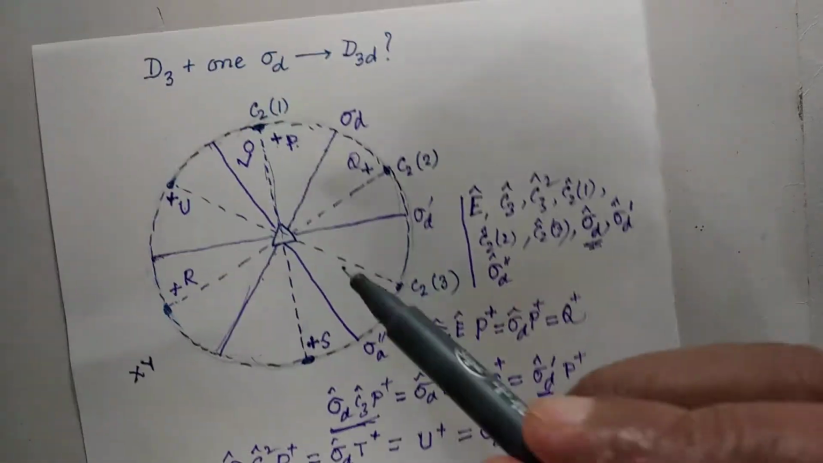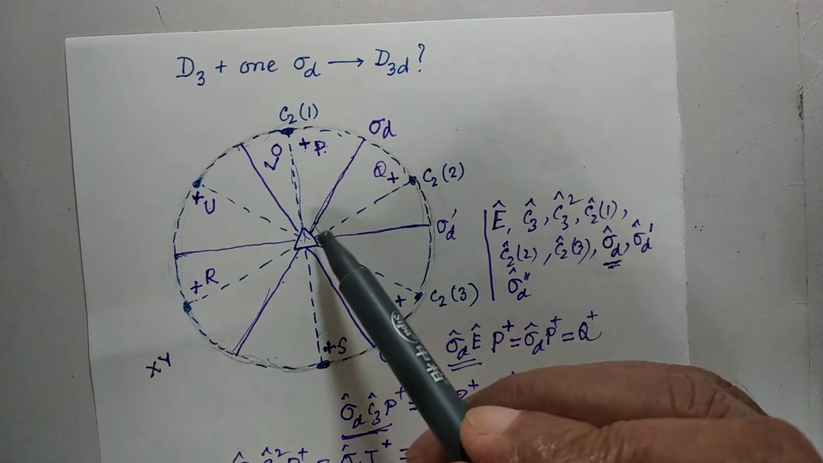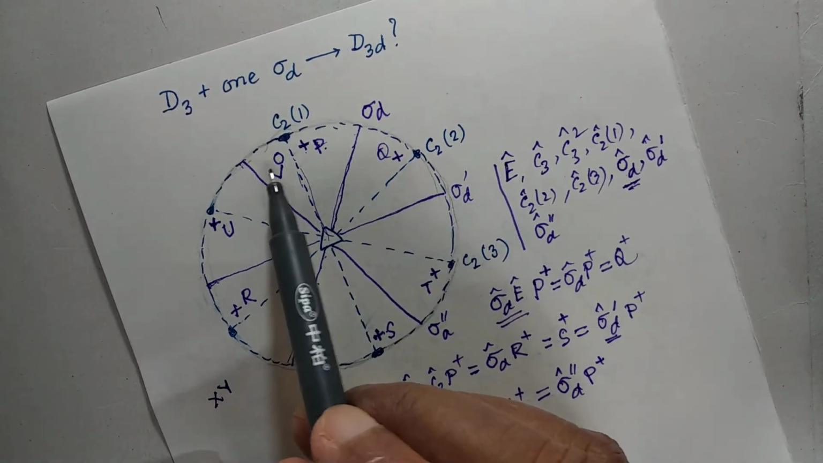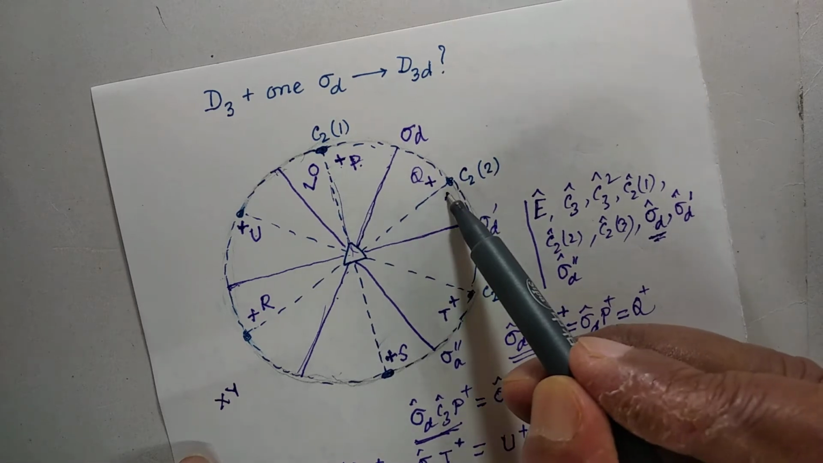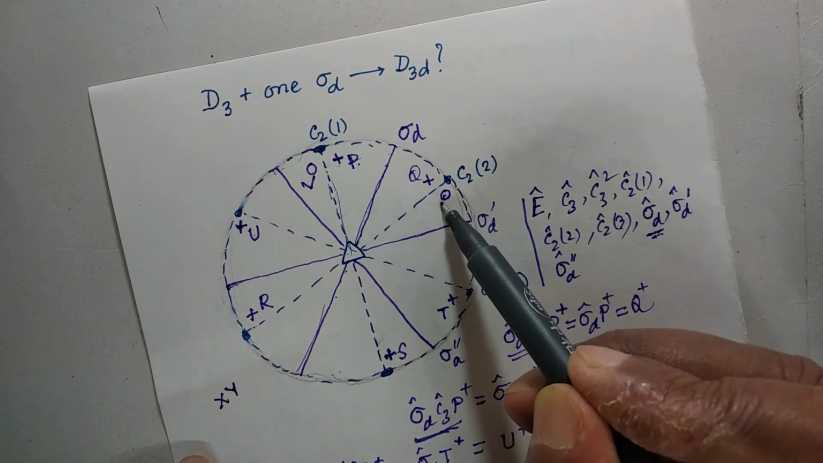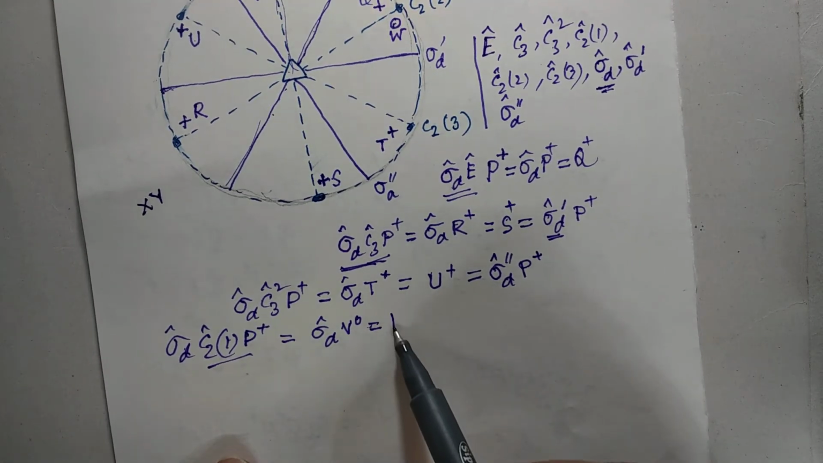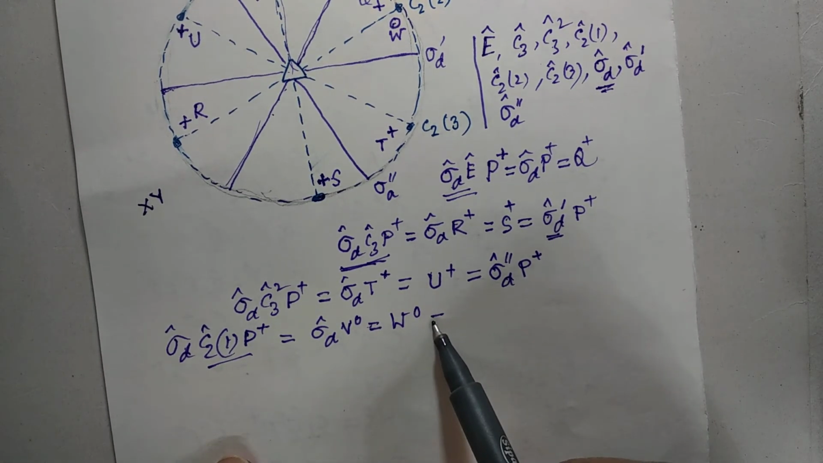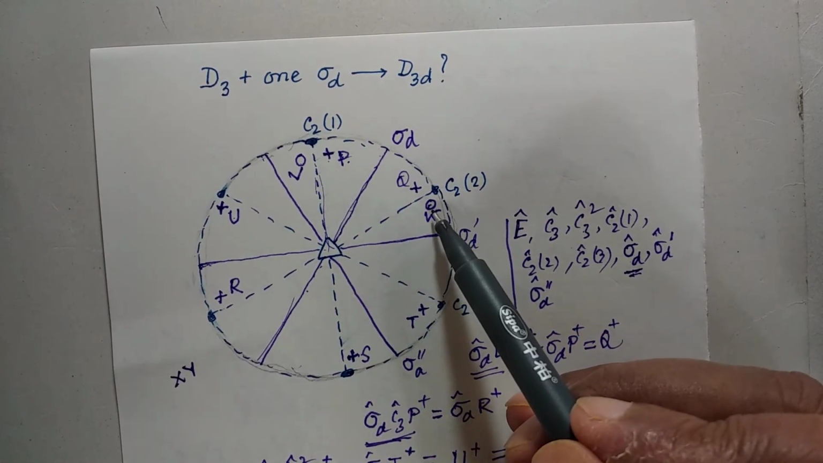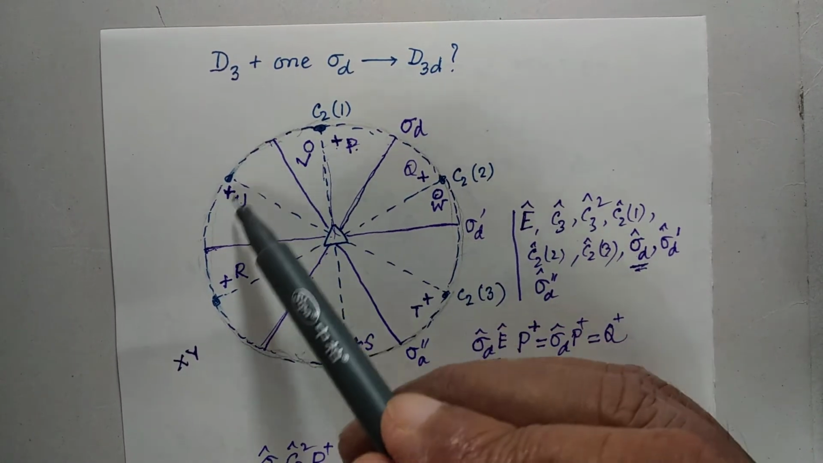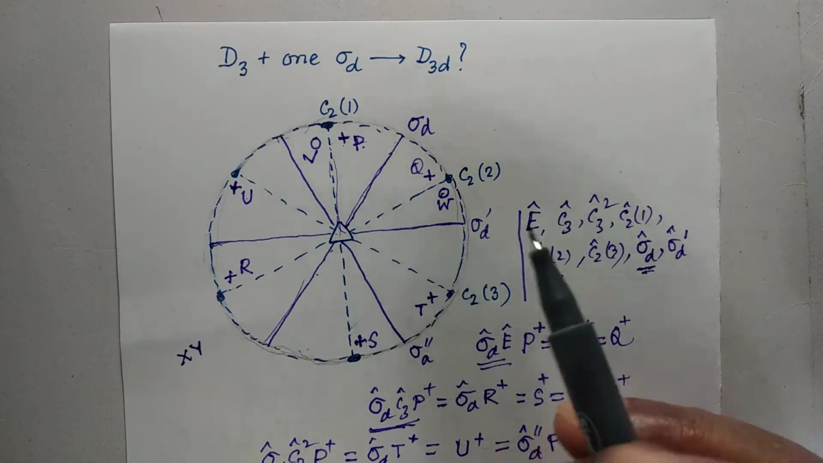And when this V hollow is reflected on this sigma d plane, we come to a position like this. Let us call it W. So here the result is W hollow. And how do we come from P plus to W hollow directly? By a rotation like this and then reflection on the XY plane.